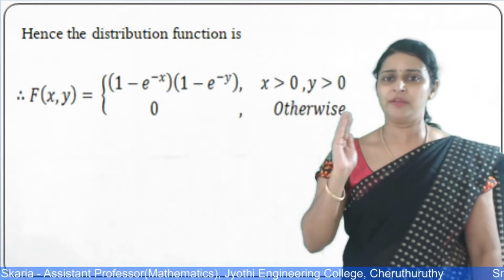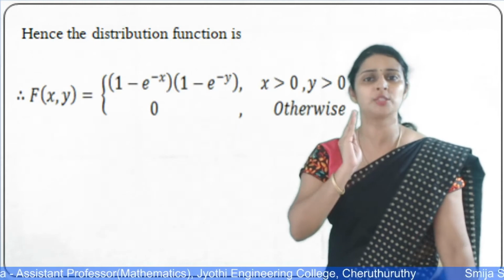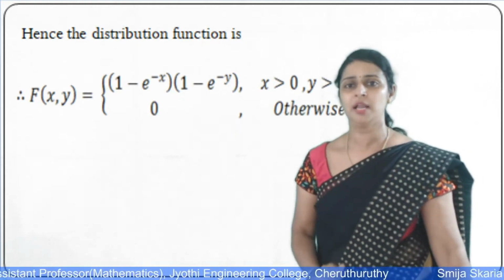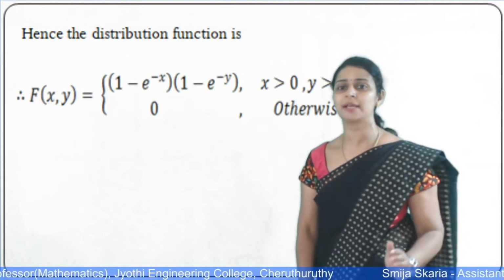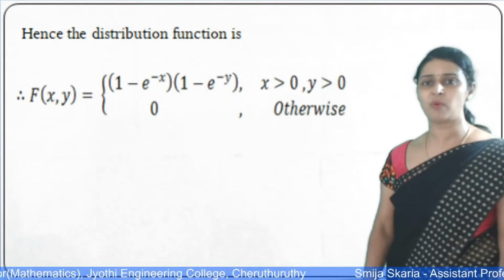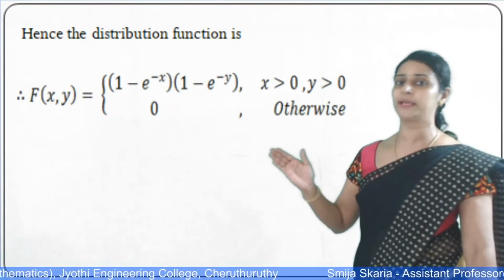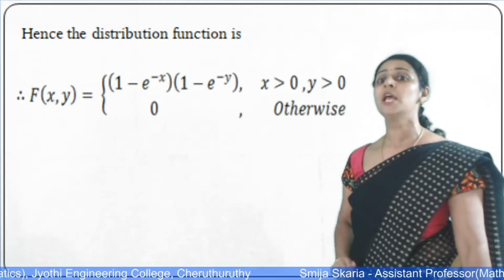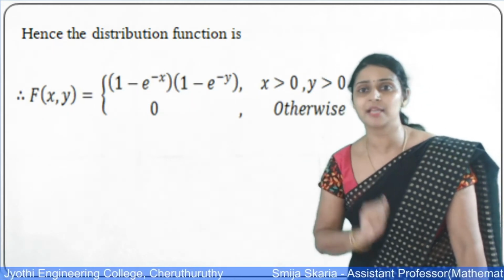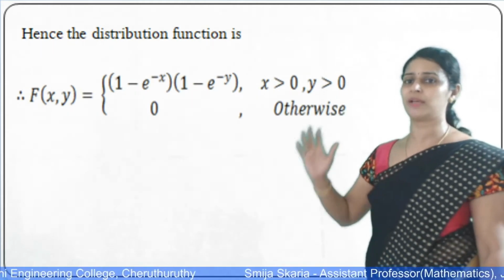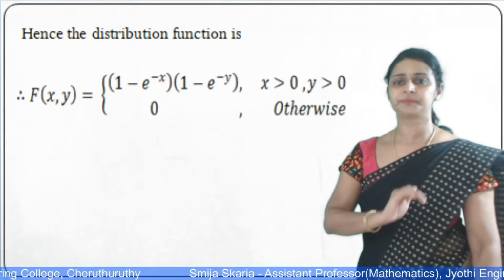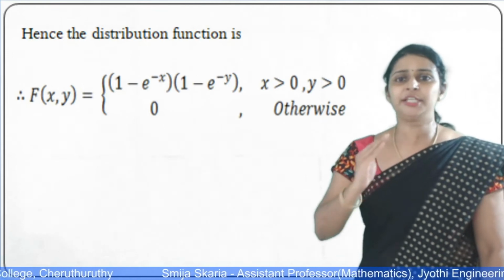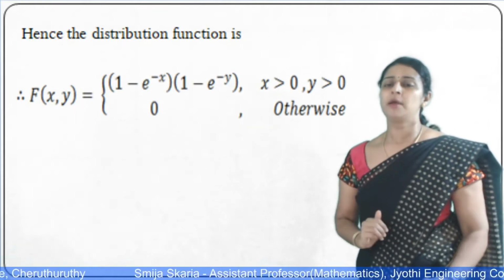So when we write the distribution function, we have to write it in a given interval. So F of x, y equal to (1 minus e raised to minus x) into (1 minus e raised to minus y), for x greater than 0, y greater than 0, because we are given the limit of x and y as greater than 0, and 0 otherwise. In all other intervals, capital F of x, y will be 0. So this is the distribution function of the given PDF.